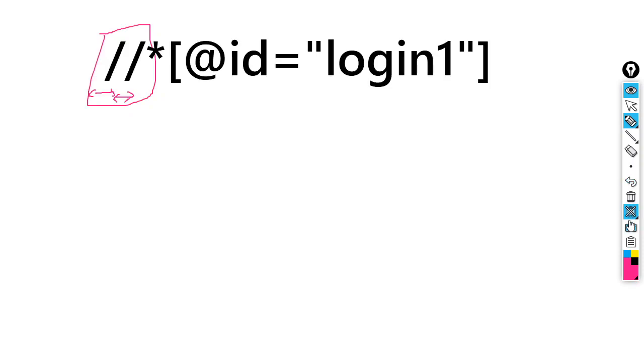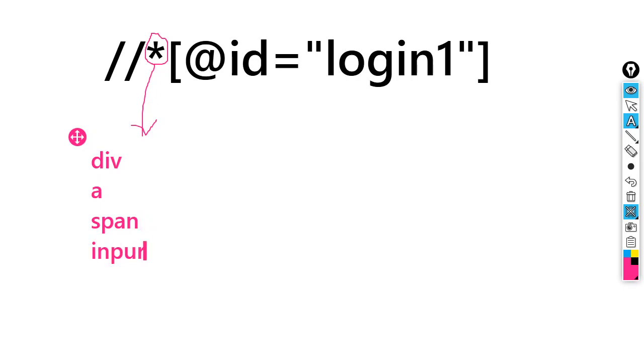Next thing, this star. What is this star? This means any tag name. It can have any tag name. It can be, say, div, it can be anchor, it can be, say, span, it can be input, it can be anything, right? We don't know what the tag name is.